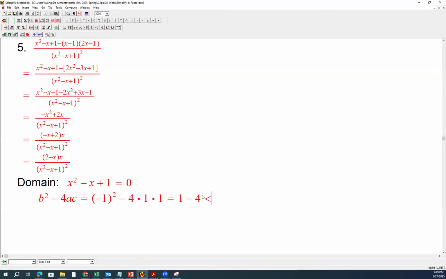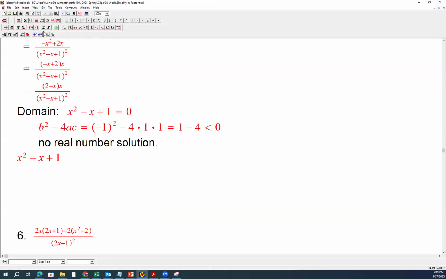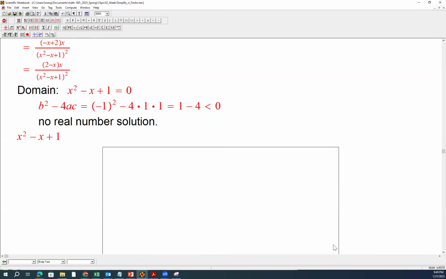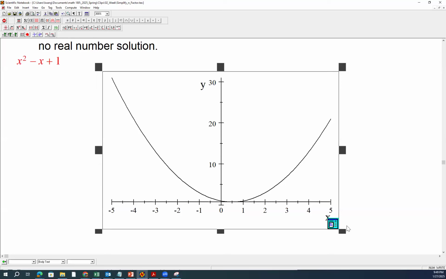Okay, so negative. What does this tell me? This tells me that there's no real number solution. So this quadratic has no real number solutions. What it means is that this quadratic is entirely above the x-axis. You can picture it. Okay, the graph is entirely above the x-axis.